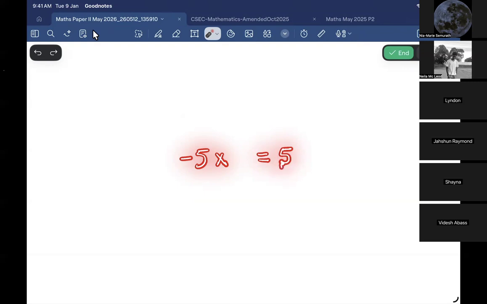You know the answer. I know you know the answer. You can multiply negative 5 by negative 1. Yeah, that's it. Because 5 by 1 is what? 5. And negative by negative is? Positive. Exactly.